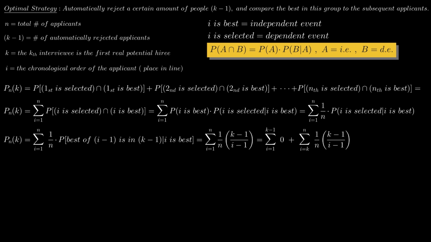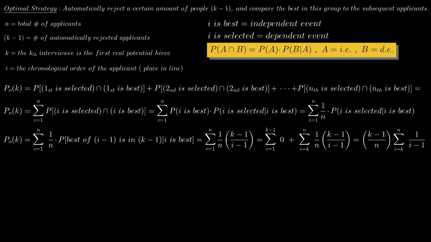The K-1 over n, we bring it out of the second sum because it's a constant. And so now we have K-1 over n times the sum from K to n of 1 over I-1. Okay, now we have a formula. Now what do we do? Let's solve the general case first. The ratio of the rejects over the total number of applicants, in other words, K-1 over n, converges to a specific number as n gets larger and larger.